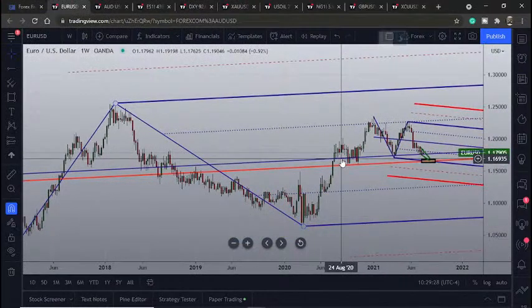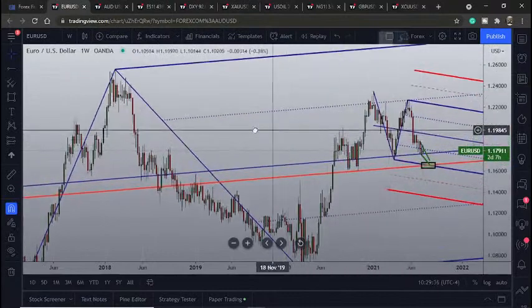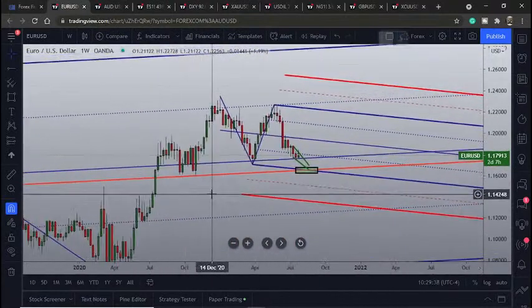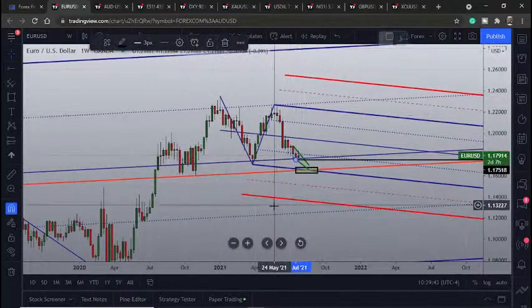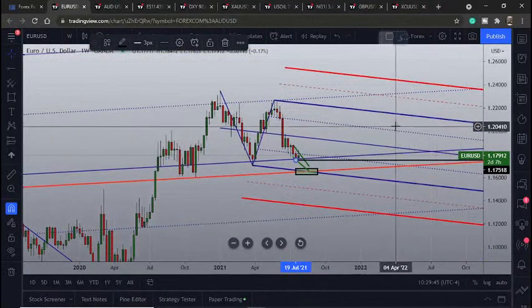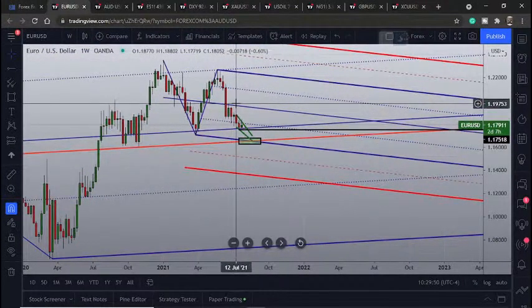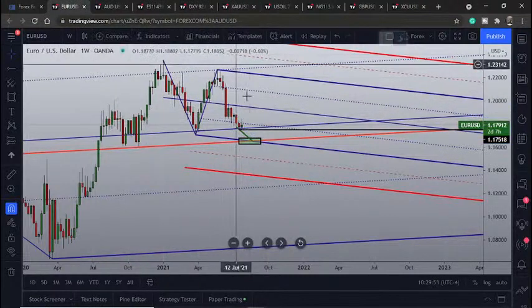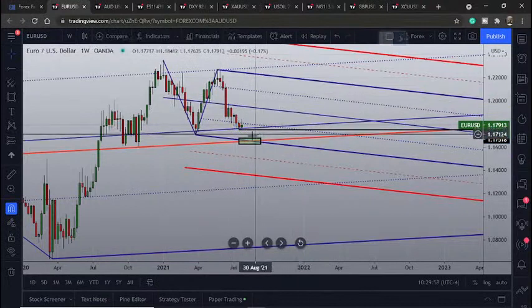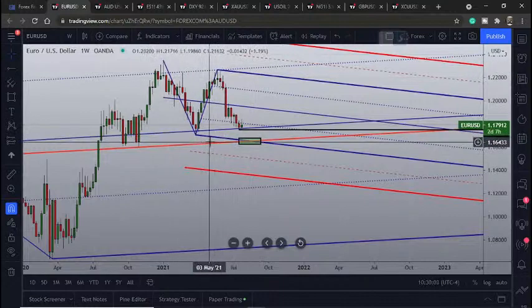It is currently strongly finding support at this center median line of this long-term pitchfork. But that being said, if it does break it, and Mustafa, this is a good idea for you, if it breaks this center median line and let's say we get a daily close below the 1.1751 area, which was last week's low, I'm just going to get rid of these lines, then we could still be drawn towards this lower median line of this pitchfork.